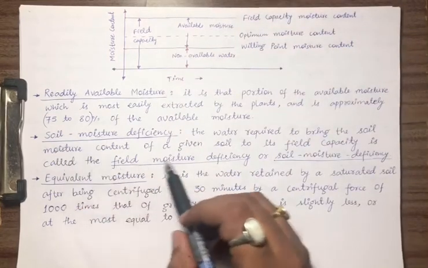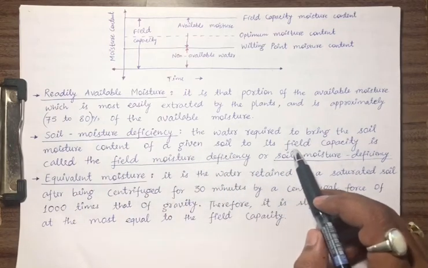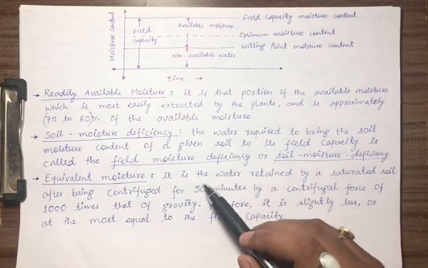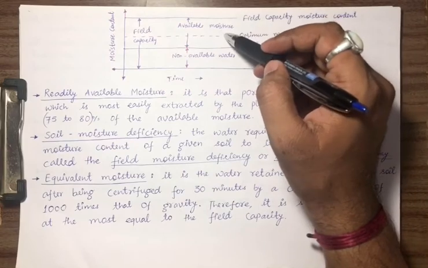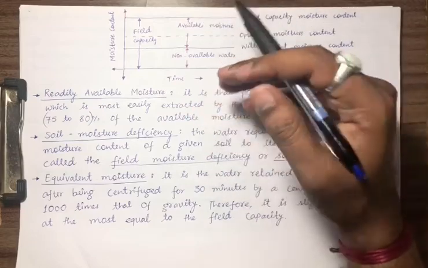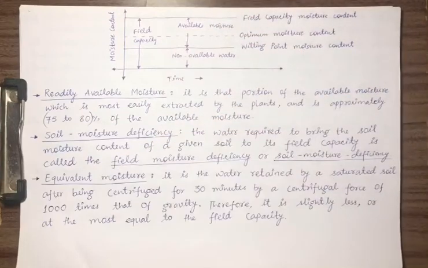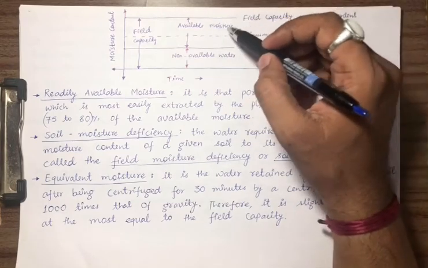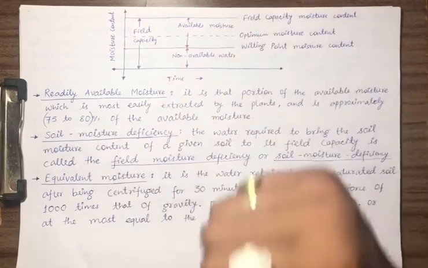So what is soil moisture deficiency? It is the water required to bring the soil moisture content of a given soil to its field capacity, called the field moisture deficiency or soil moisture deficiency. Why are we terming it field moisture deficiency? Because below field capacity the plants will not be able to grow properly, so they are deficient in water. We have to remove that deficiency by supplying irrigation water. So the water which is deficient to bring the moisture content of that particular field to field capacity is termed as soil moisture deficiency.